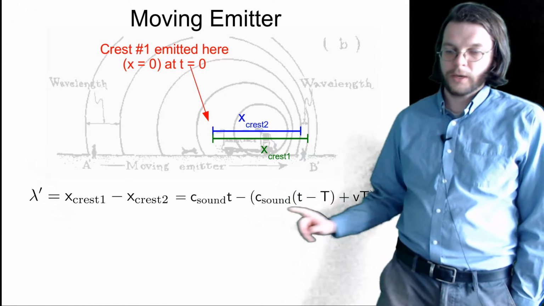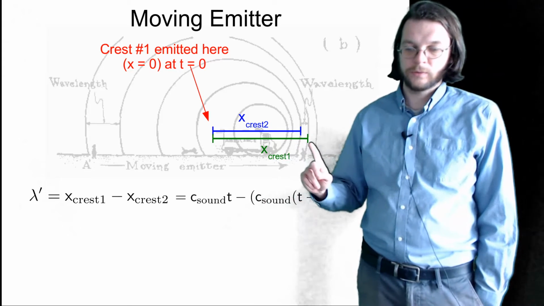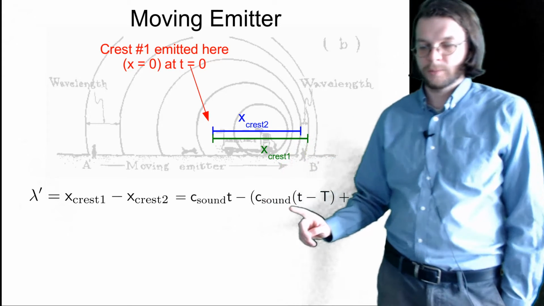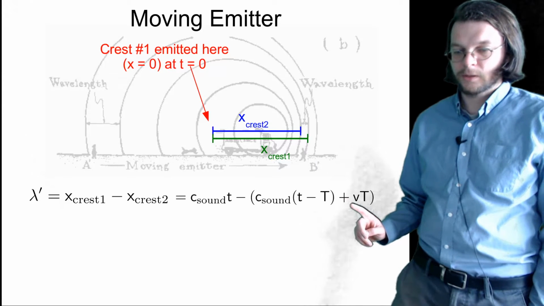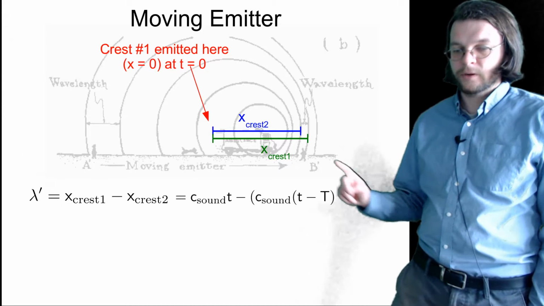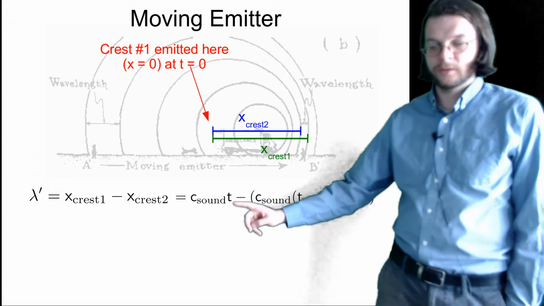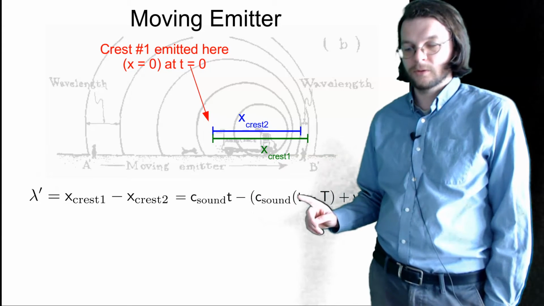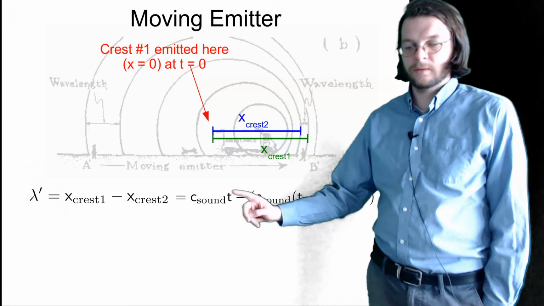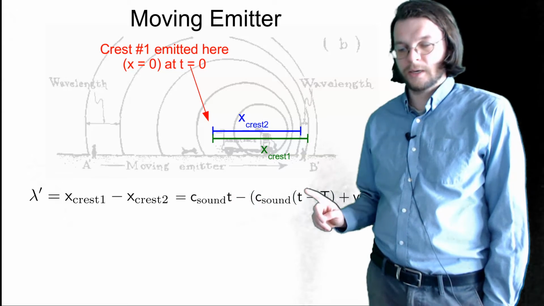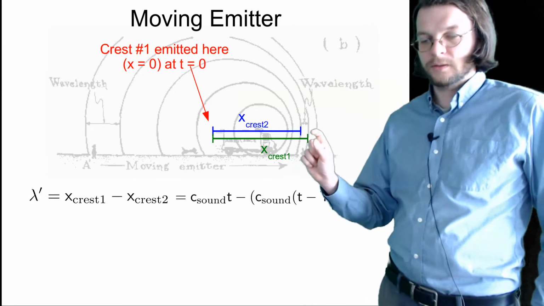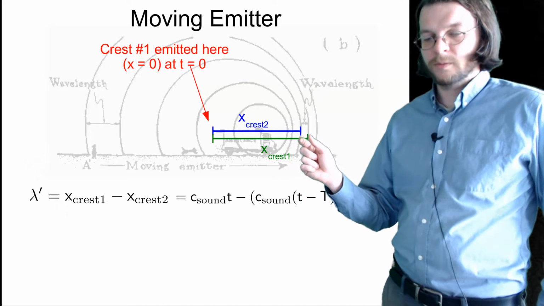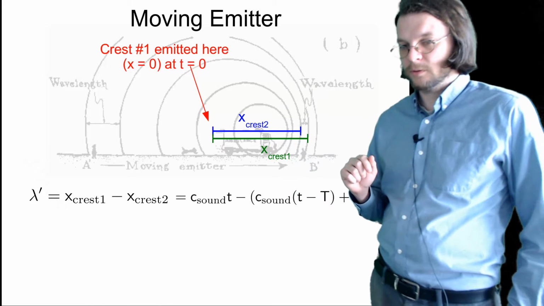So again, this is the position of crest 1. This is the position of crest 2. Again, there's this extra little bit because the ambulance is moving. And they're both marching forward in time, right? Because little t is increasing as time goes on. But this factor of t cancels with this factor of t, so that this wavelength is always the same. Crest number 1 is always a little bit ahead of crest number 2.